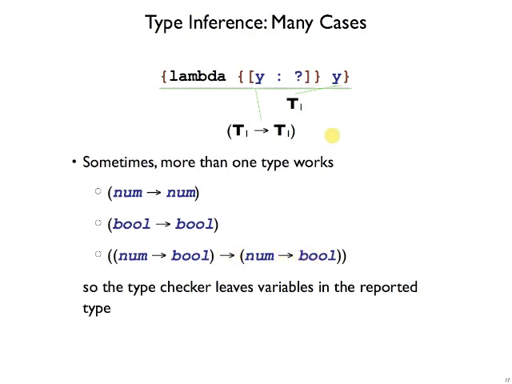So when it's ambiguous, what will happen with our inference is that it'll just leave the t1 there effectively, which will mean you could put any type here.